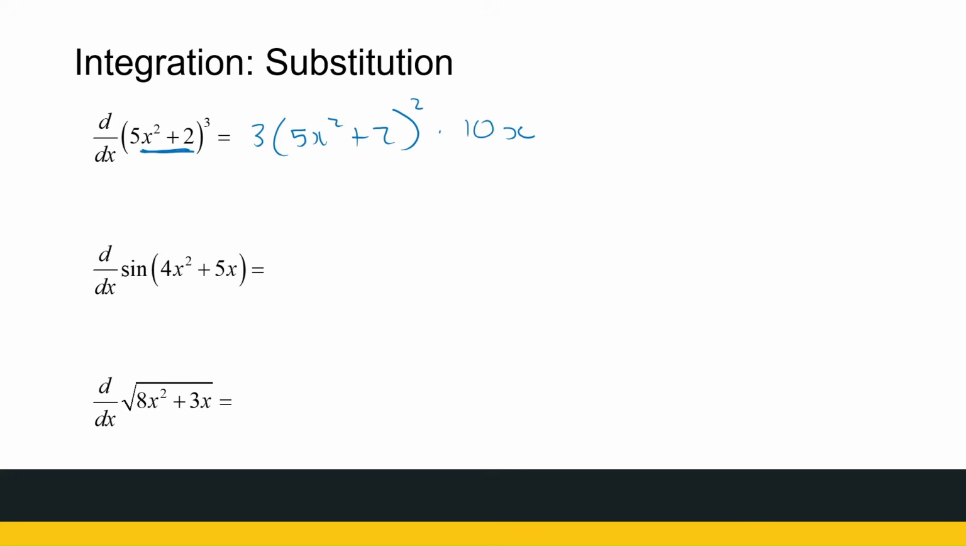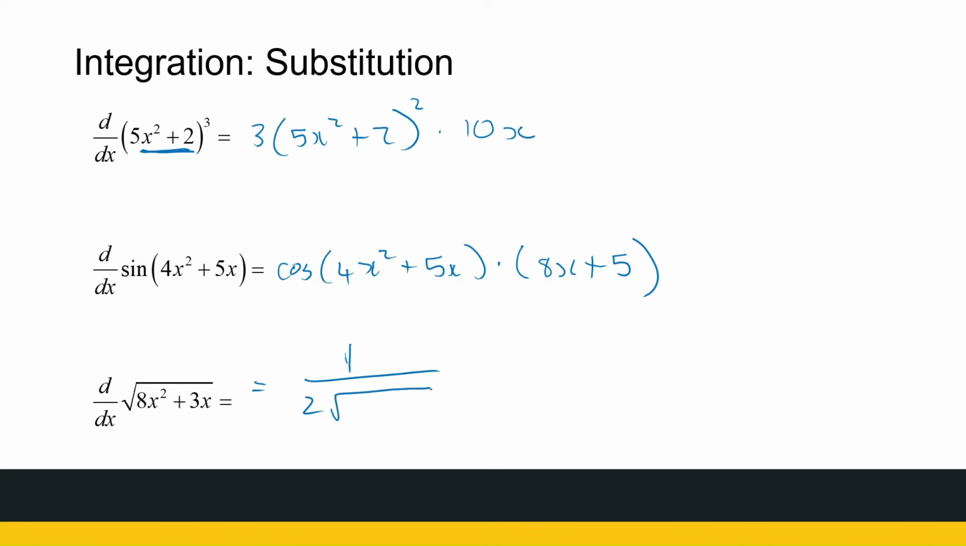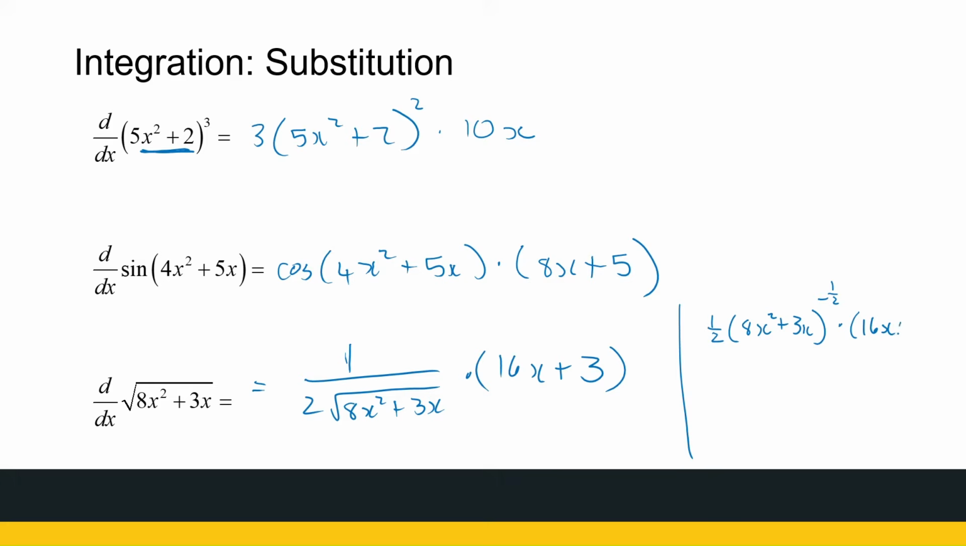Let's look at the next one. Sine of a function. The derivative of sine of a function is cos of that function times the derivative of the function. What's the derivative of 4x squared plus 5x? That is 8x plus 5. All right, and the third one, I've got the root of a function. The derivative of the root of a function is 1 over 2 times the root of that function, times the derivative of the function, 16x plus 3. Remember to put it in brackets. You could have, of course, looked at that as a power of a half and written the derivative as a half (8x squared plus 3x) to the power minus a half times (16x plus 3).